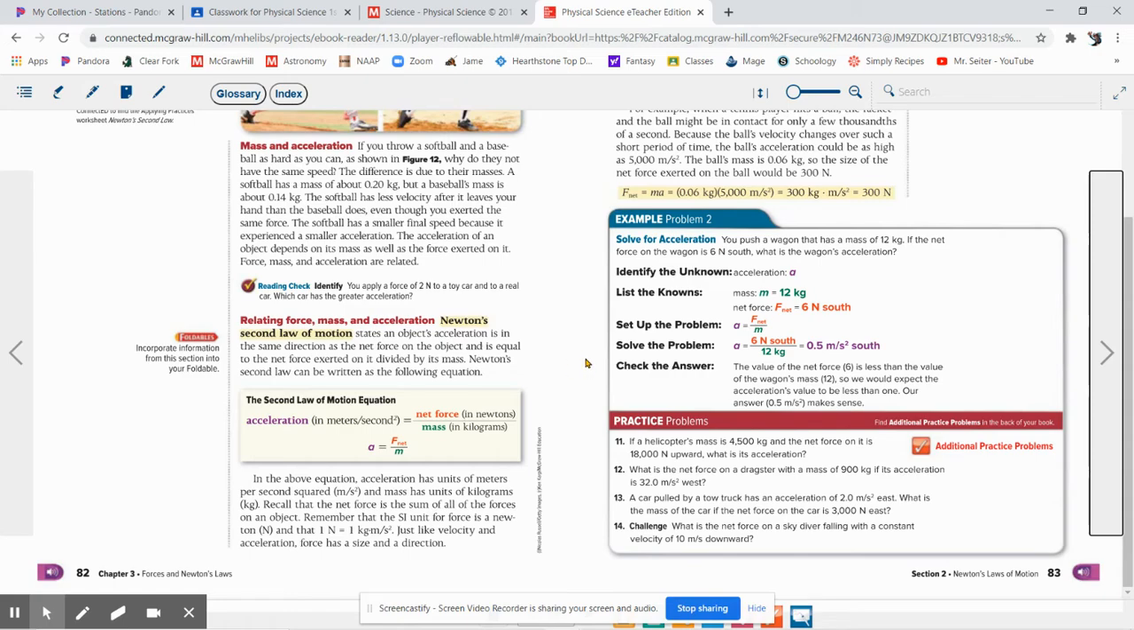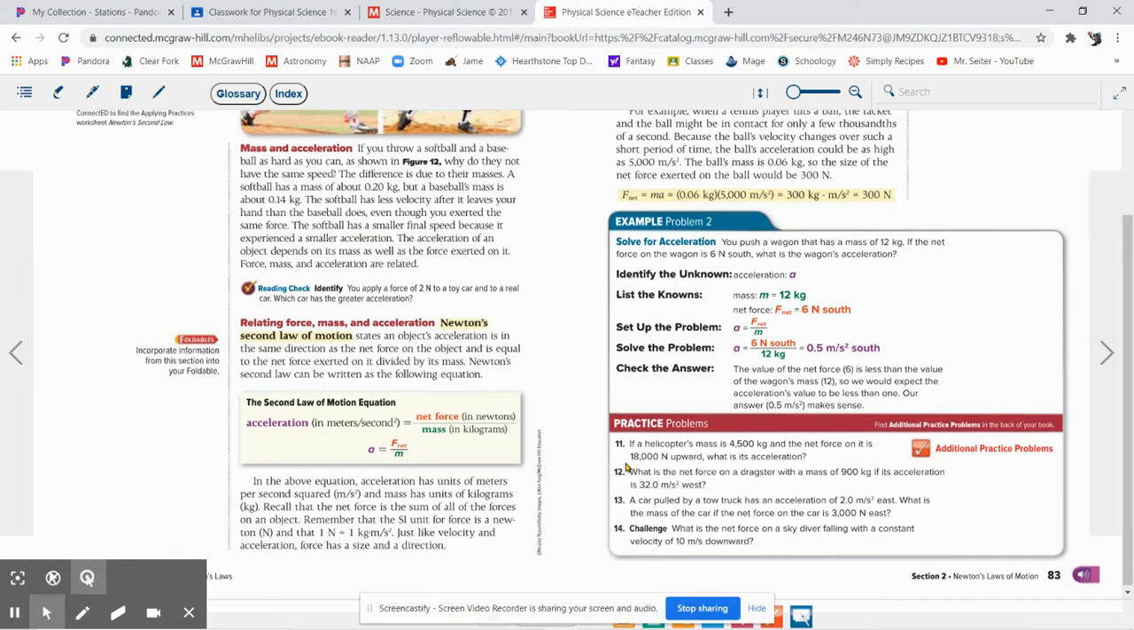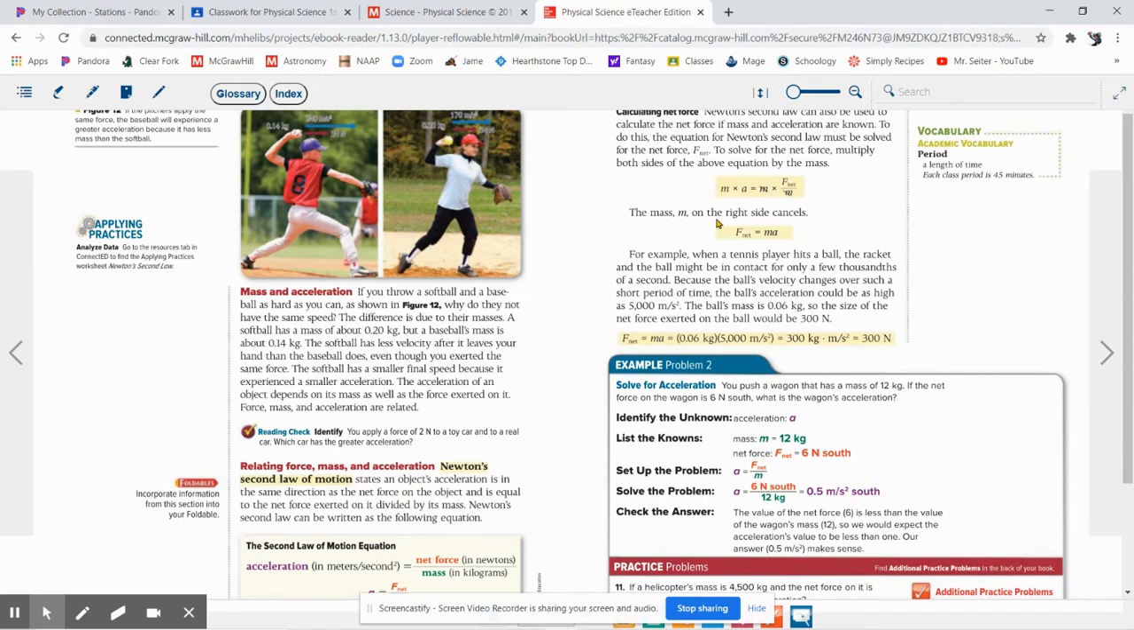Newton's second law of motion states an object's acceleration is in the same direction as the net force on the object and is equal to the net force on it divided by mass. Newton's second law can be written as a equals F divided by m. Right over here, F equals ma. The force equals the mass times acceleration.